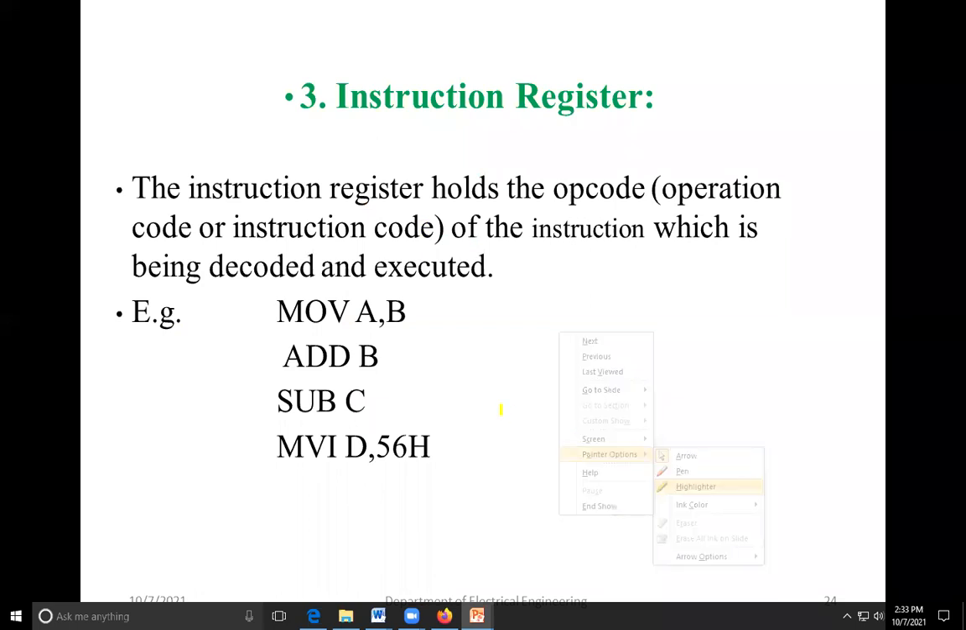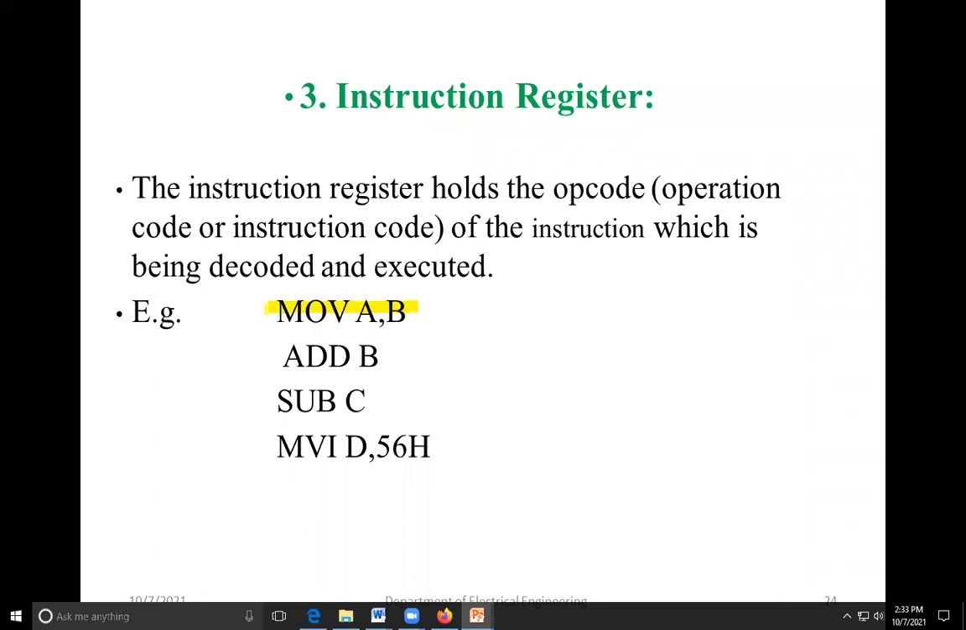See, it is written MOV A, B. This is one instruction. I am giving the meaning of this instruction. MOV A, B means the value present in B is transferred to A. Move means your value present in B is transferred to A.